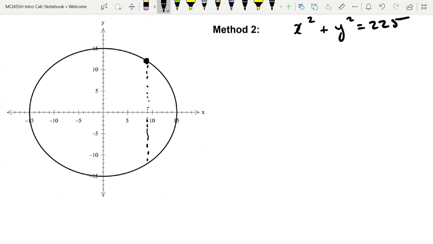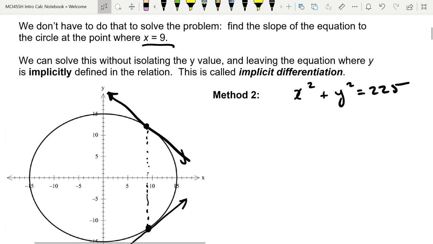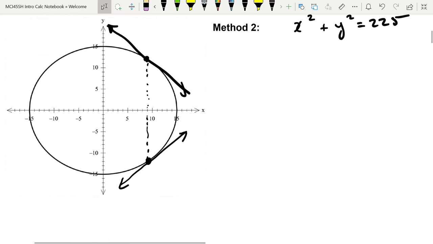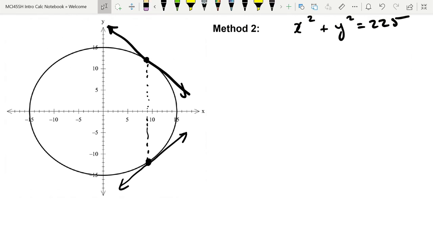And there's going to be 2 points where x is 9, where I'm going to have some sort of tangent line. I'm freehanding tangent lines here. Oh, that's not too bad. I don't mind that. So we're looking for those two points, right? We want to know the slope of those 2 lines right there at the point where x equals 9.